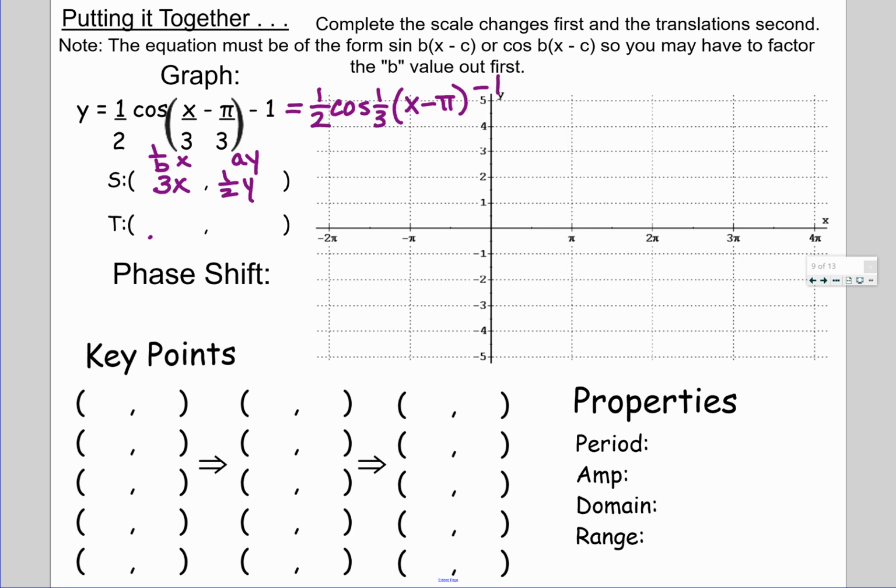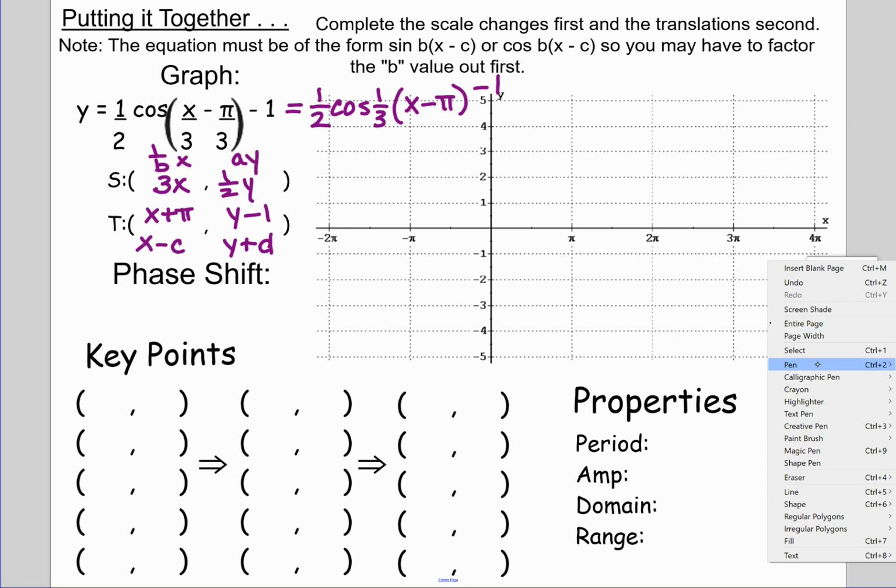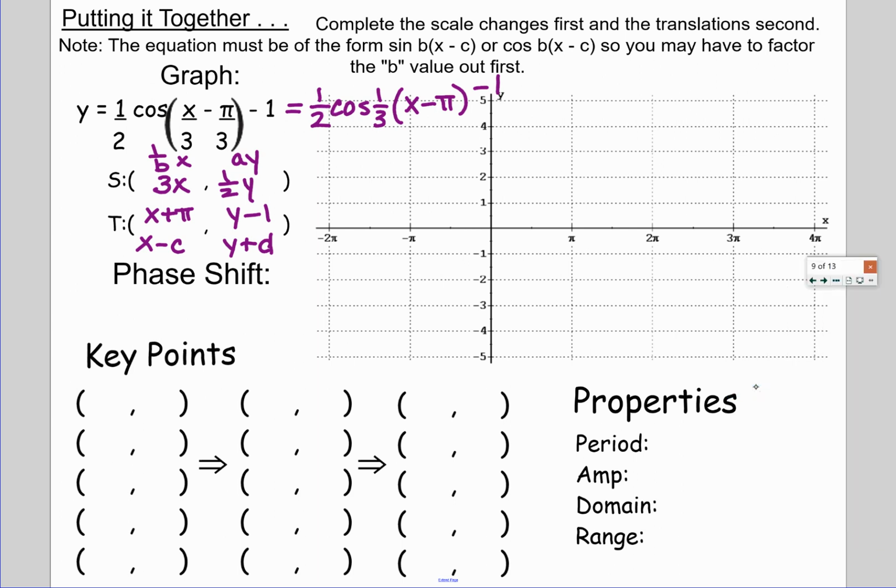Your translation rules are x minus c, y plus d. So here, and this is why we had to factor that 1/3 out, it changes my c value. It's going to be an x plus pi. It's going to be the opposite sign from what you see in your equation, and a y minus 1. Okay? What's the phase shift? Remember that? Or how to find it? Opposite of C, which here is positive pi, which is a fancy way of saying it's just a horizontal shift. It's going to move right pi units.